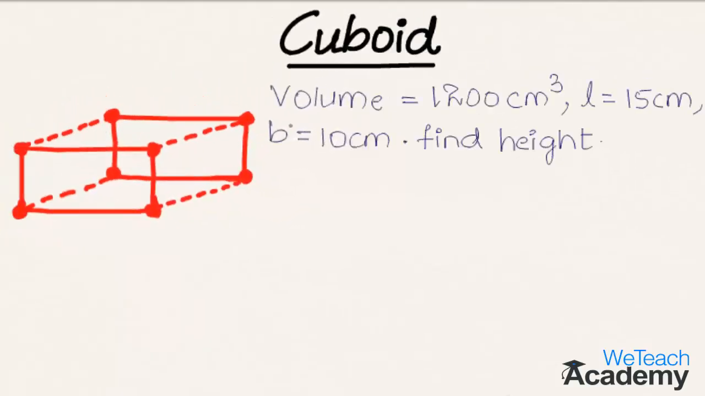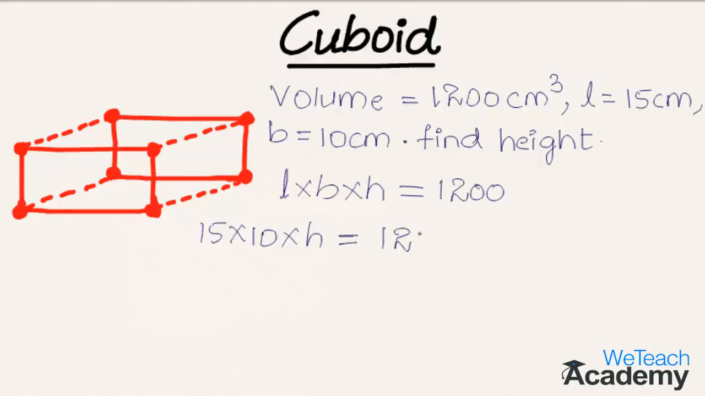Here the given example is: if the volume of a cuboid is equal to 1200 centimeters cube and the length of the cuboid is equal to 15 centimeters whereas the breadth is equal to 10 centimeters, then find the height. We already discussed the formula to find the volume, which is V equal to length into breadth into height, which is to be equated to the given volume 1200. Substituting the values of L and B in the formula, we get 15 into 10 and the height h remains the same, which is equal to 1200.